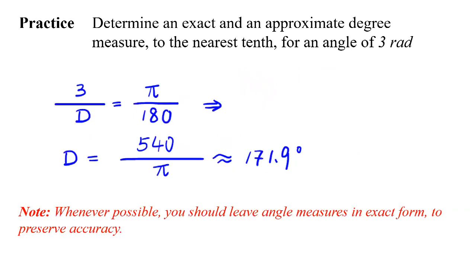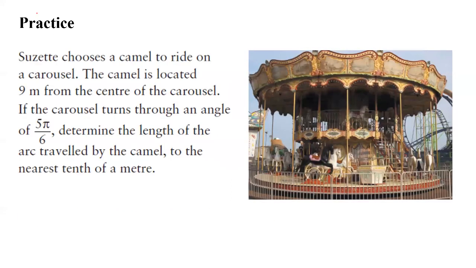No? All right, so let's have a look at another practice. Suzette chooses a camel to ride on a carousel. The camel is located 9 meters from the center of the carousel. If the carousel turns through an angle of 5 pi over 6, determine the length of the arc traveled by the camel to the nearest tenth of a meter. Okay, I'll give you 3 minutes to think about it.